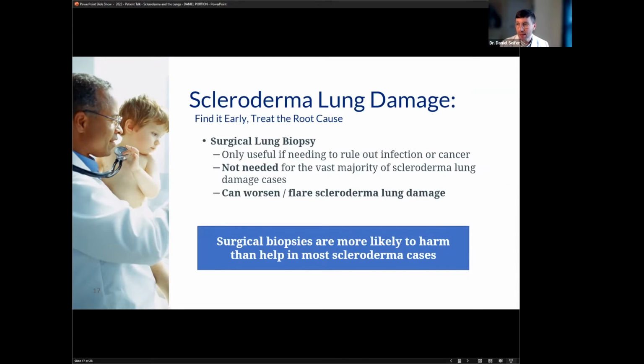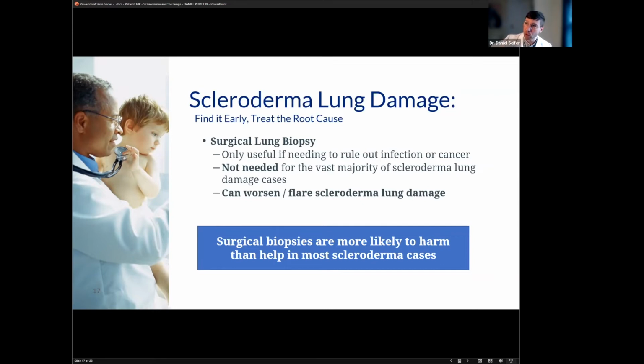All right. That's not really useful in this type of condition. The only time that's useful is if someone is really, really concerned about infection or cancer. If you're not concerned about those two things, there's almost zero cases where that's necessary. Okay, sure, yes, that procedure can have more complications.